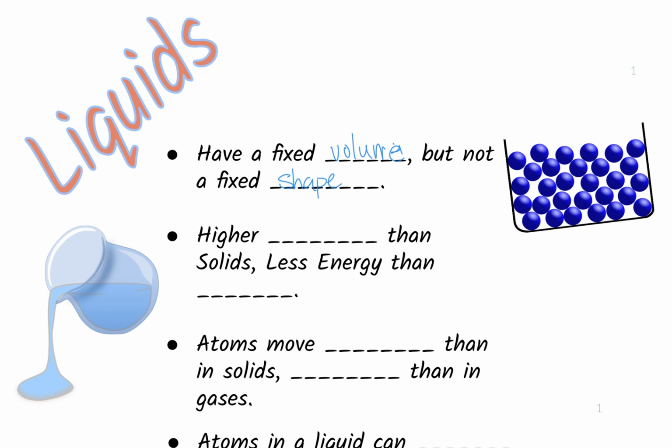We say that liquids take the shape of their container because they become the shape of whatever container is holding them. In terms of their energy, liquids have higher energy than solids do, but less energy than gases. They're kind of the middle child of the three states of matter. And then again, with atom speed, the atoms in a liquid move faster than in a solid, but slower than gases.